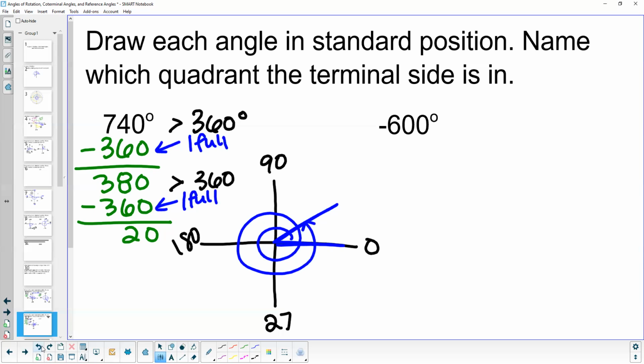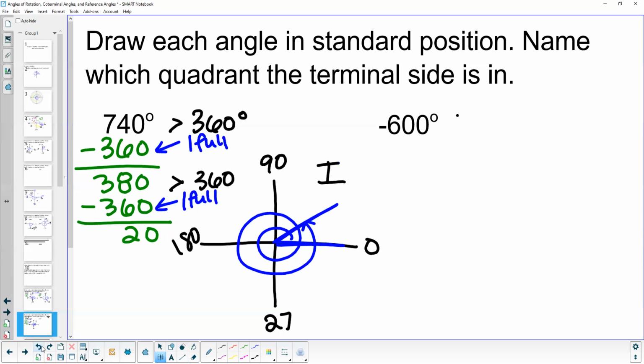So you can see how we had to spiral there, go all the way around until we ended up at that point. We're going around and around and around our circle. And so even though we still ended up in quadrant 1, just like that 20 degrees, we didn't get there immediately. We didn't take like a little baby step. We had to go all the way around in our circle twice before we decided where we were going to stop. The same thing can happen here with this negative 600.